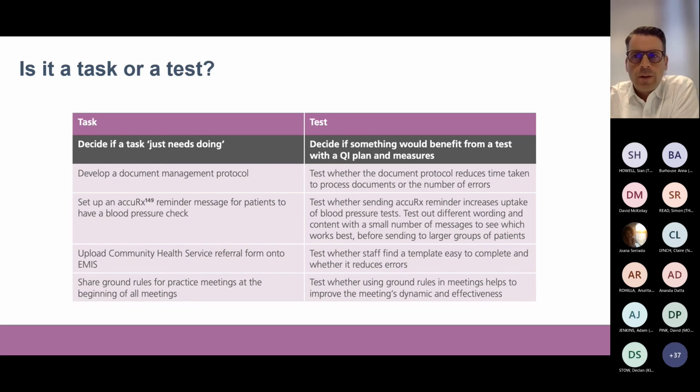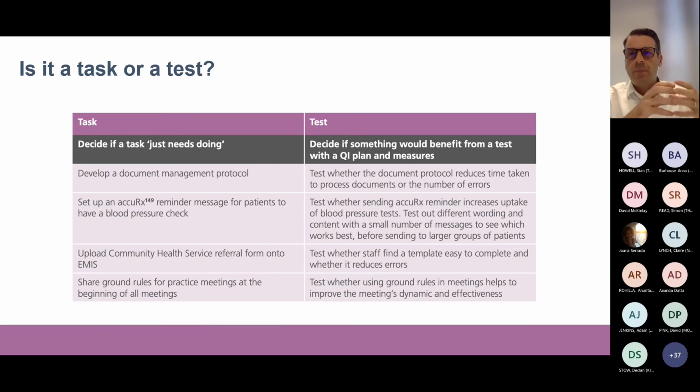And I think one of the things when we're talking with teams about improvement work is trying to avoid wasting time on stuff that just needs to be done, and then keep your testing for the stuff where you've got a bit of a hypothesis or a hunch and you want to try something out. So one of the things we ask people when they're doing some improvement work, when they're thinking about some change ideas, is: is it just something that just needs doing? Like, is there evidence for a change?